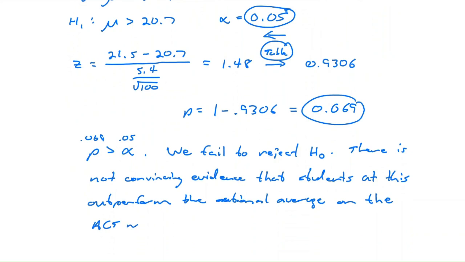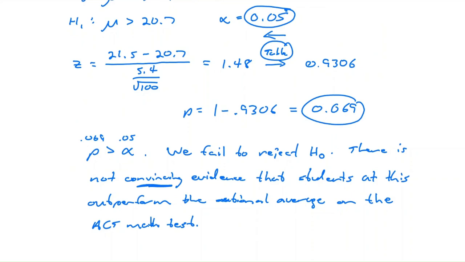We always want to give context when we're writing our conclusion, because that's the whole point, right? We're doing this with purpose, with context. So on the ACT math test, okay? Now, again, do we have evidence? Yeah, they did score higher than the national average, but the key here is we don't have convincing evidence.